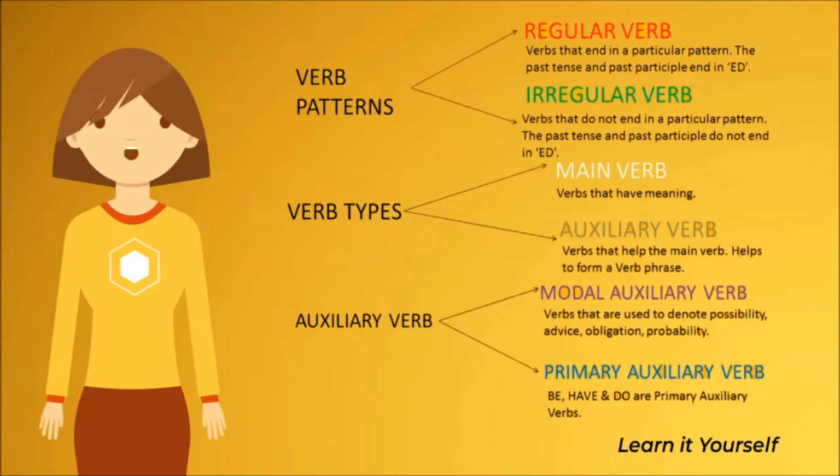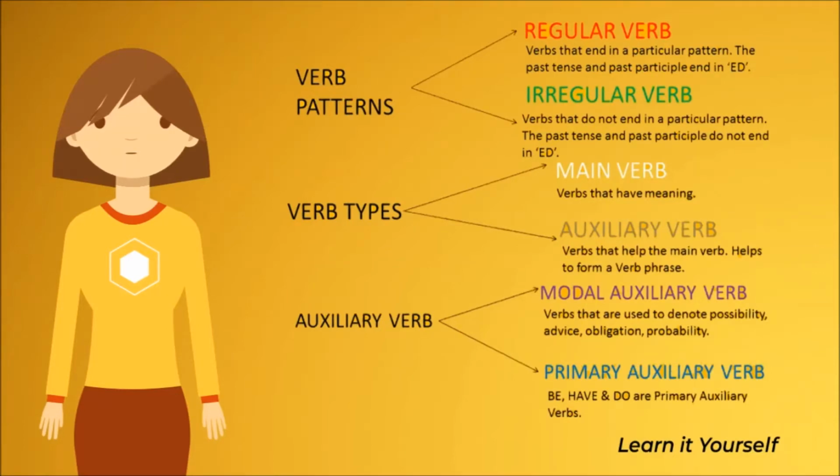Regular verbs are those verbs that end in a particular pattern, which means the past tense and the past participle end in ed. Past tense refers to an action that has been completed, and past participle is a verb form that is used in tenses. Irregular verbs are those verbs that do not end in a particular pattern. The past tense and the past participle do not end in ed, whereas for a regular verb, the past tense and the past participle both end in ed.